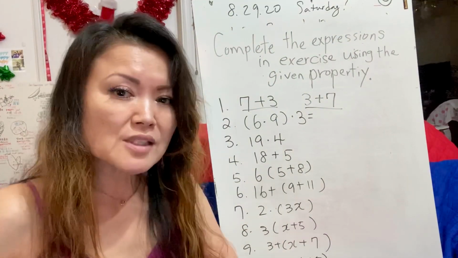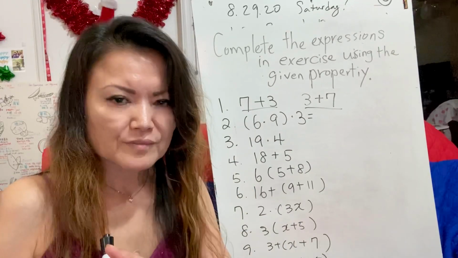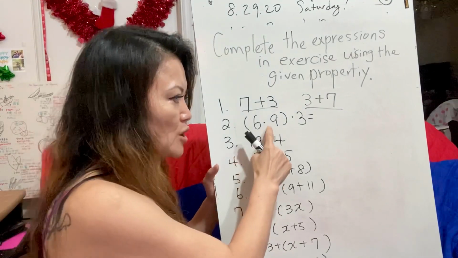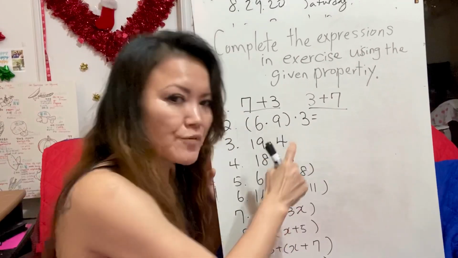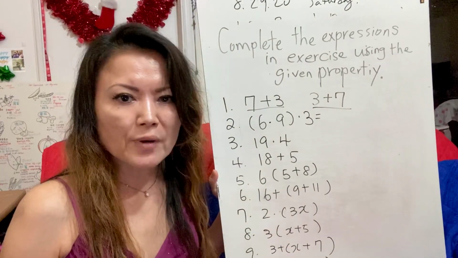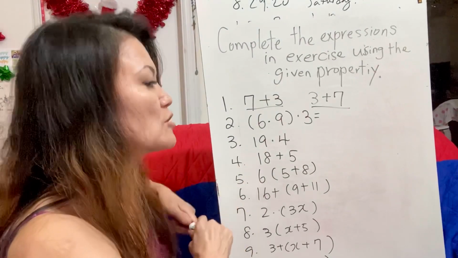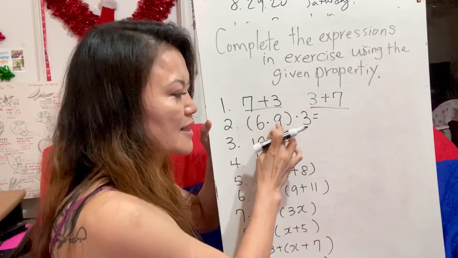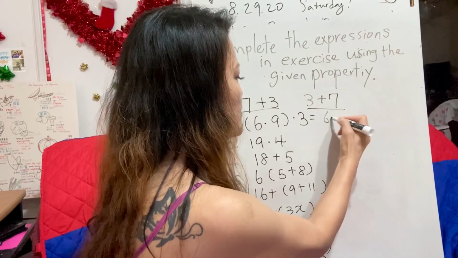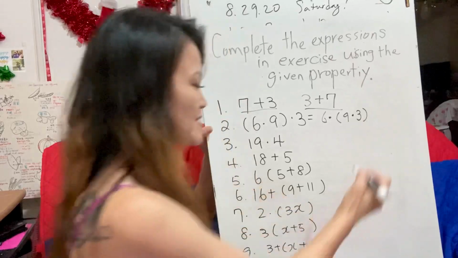Now number 2. When you see the parentheses, I want you to think about associative, when you see the same operation, which is multiplication. If you see the parentheses, it's going to be the associative property of multiplication. So we just change the parentheses: 6 and 9, right? This time 9 and 3. So 6 times, parentheses, 9, 3.